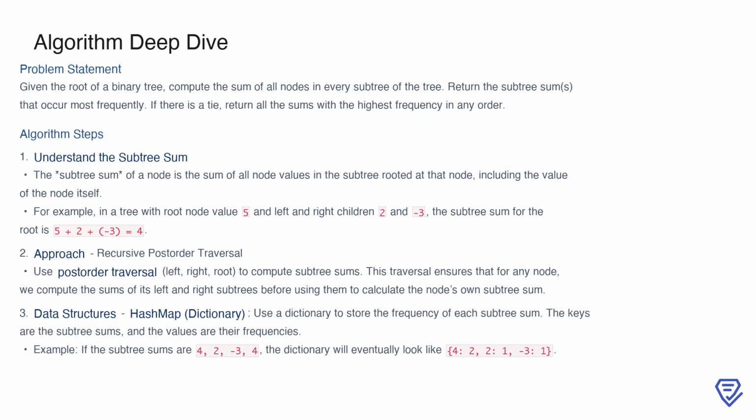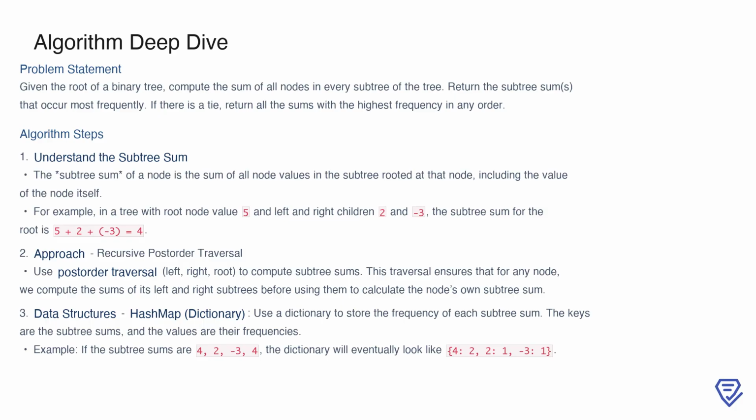To solve this problem, we need to compute the sum of all nodes in every subtree of a given binary tree. The goal is to identify the subtree sum or sums that occur most frequently. If multiple sums have the same highest frequency, we return all of them in any order. Let's break this down further.